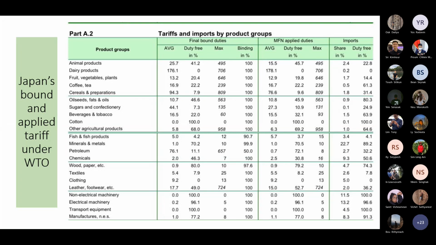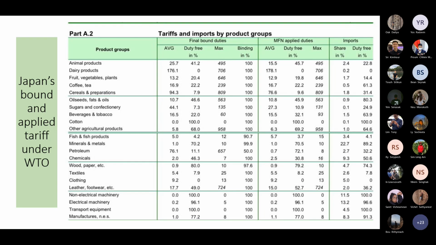In column number 2, we have AVG. AVG means average rate. So the final bound duty of Japan for the animal goods: how much is the average bound duty of Japan for animal product? Can anybody give me the answer based on the diagram right here? How much? 25.7. Yes, 25.7% is the average final bound rate on animal product imposed by Japan.